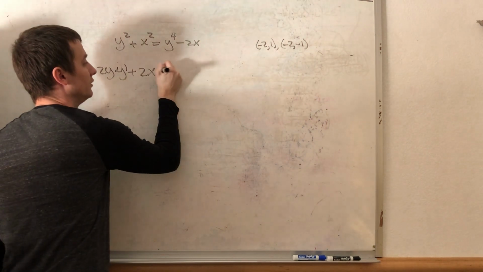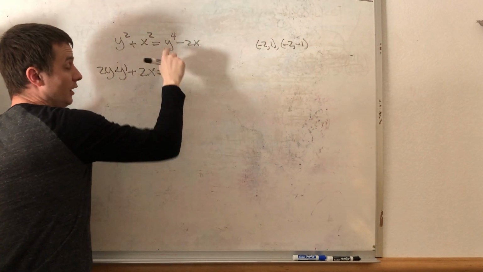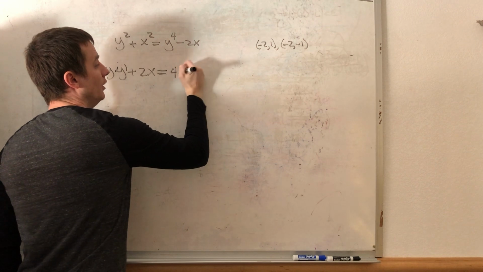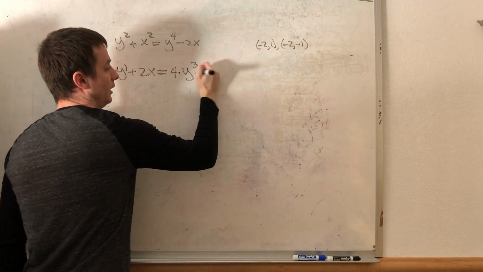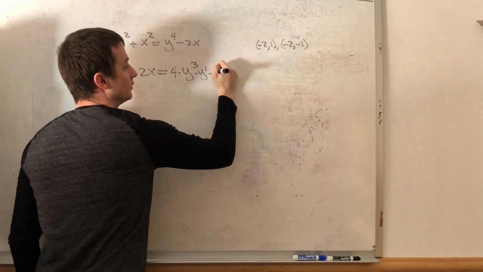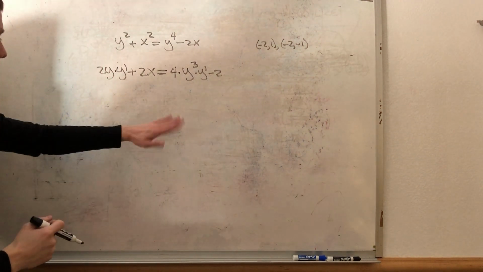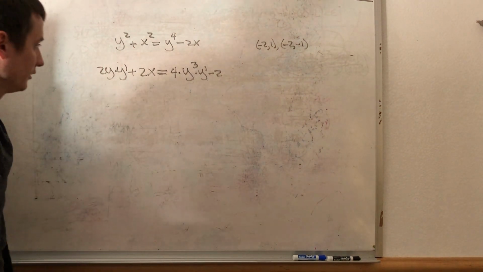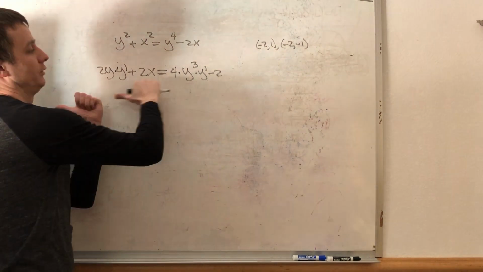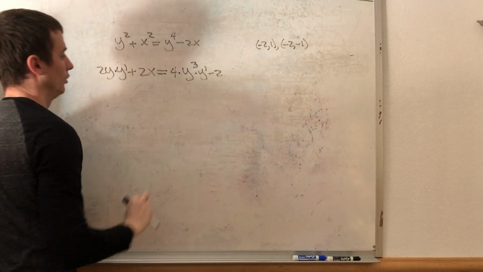Okay, anyways, this is equal to 4y cubed times y prime minus 2. Okay, we're solving for y prime, so we need to get all our y primes on one side, everything else on the other side. So I'll put all my y prime terms over here and the other terms over there.